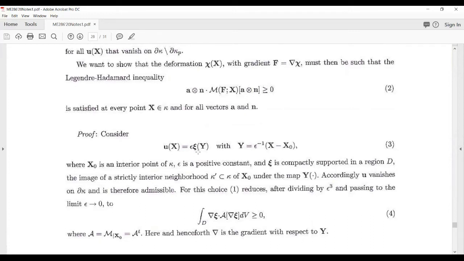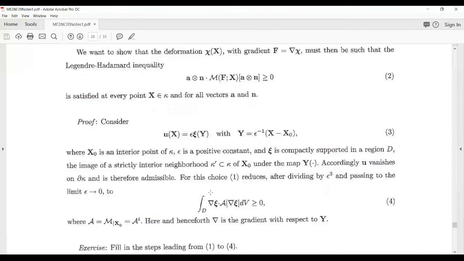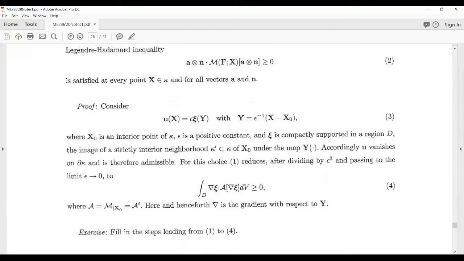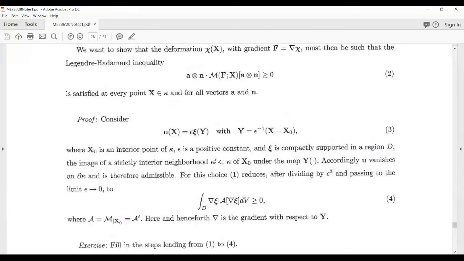It's just a function that we construct. It's admissible because it's zero not only on the portion of the boundary where it has to be zero, but in fact on the entire boundary. Okay, so it's an admissible choice of u, and that's all it has to be. There are some steps here I will ask you to fill in for your homework.